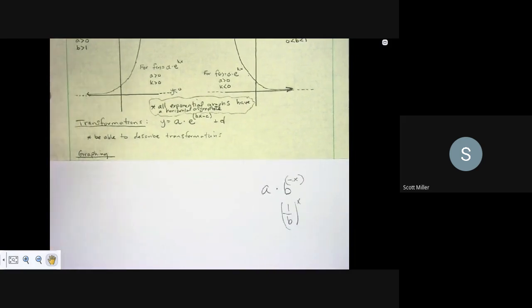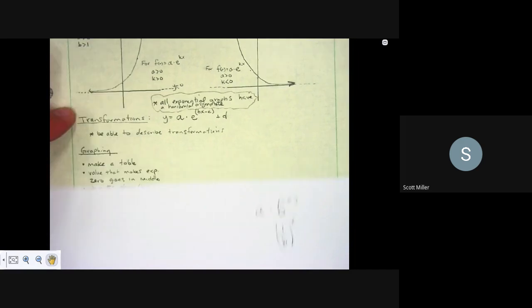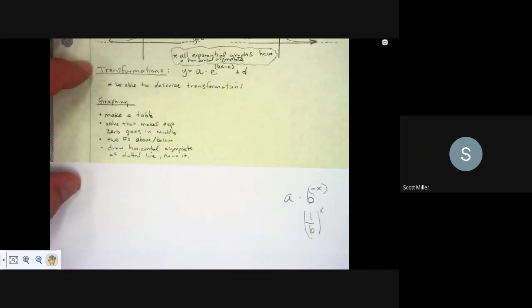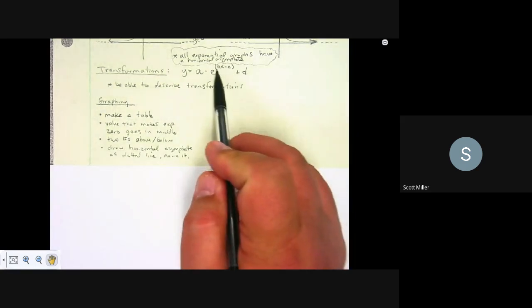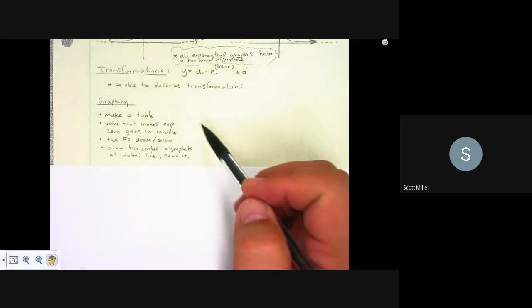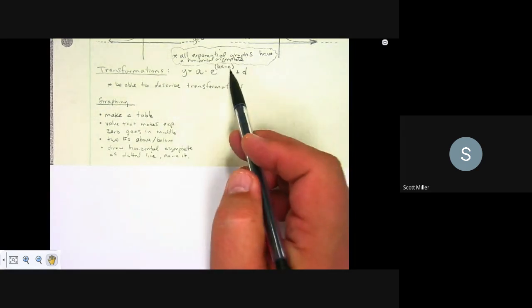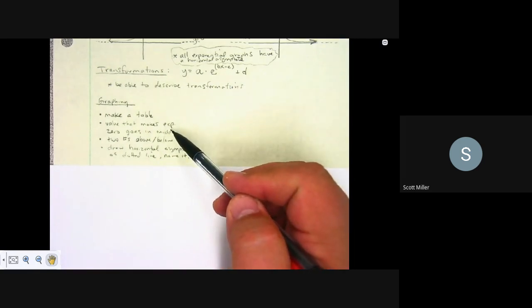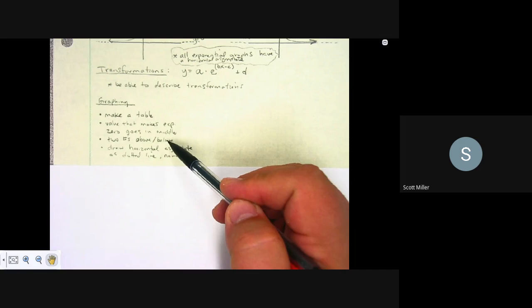How do I graph? I wrote it out for you. This is what I would do, and this is what I'm going to show you I'm going to do. You're going to make a table, usually 5 points. We want to take the exponent, all that stuff up here in the exponent, and set it equal to 0. Find what makes it 0. That's going to be the middle of my table. I'm going to pick 2 numbers above that and 2 numbers below that.